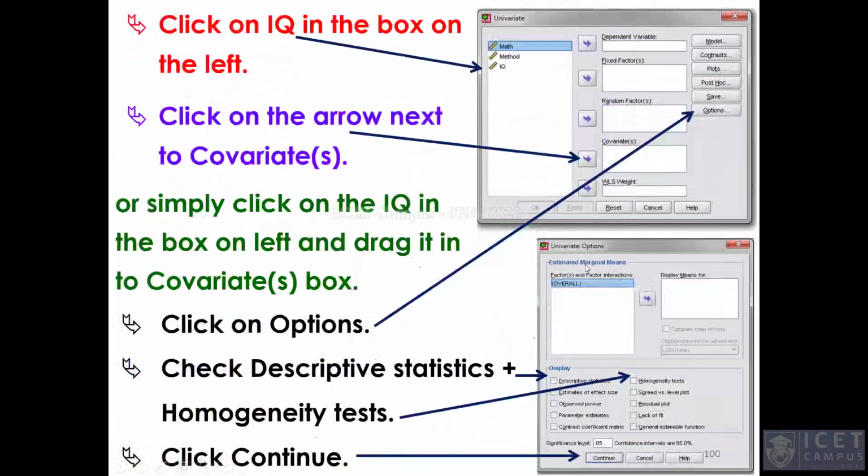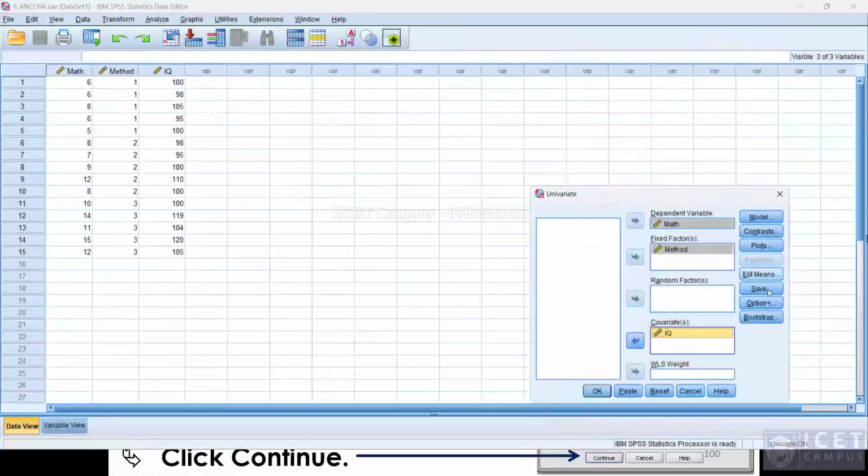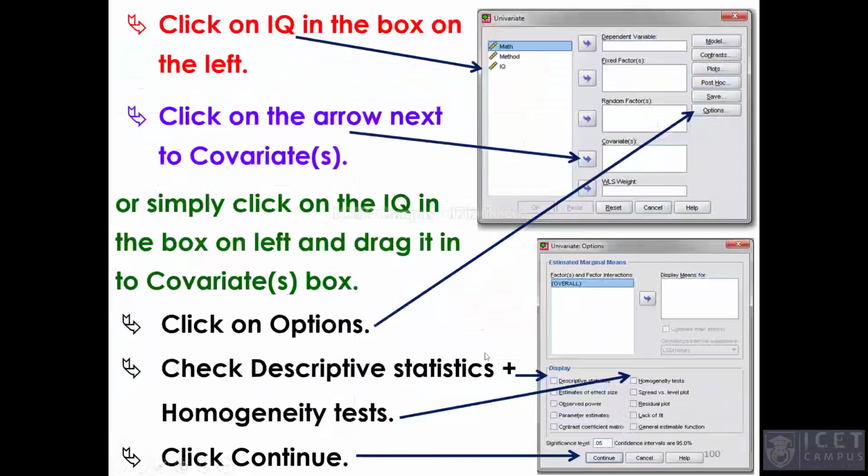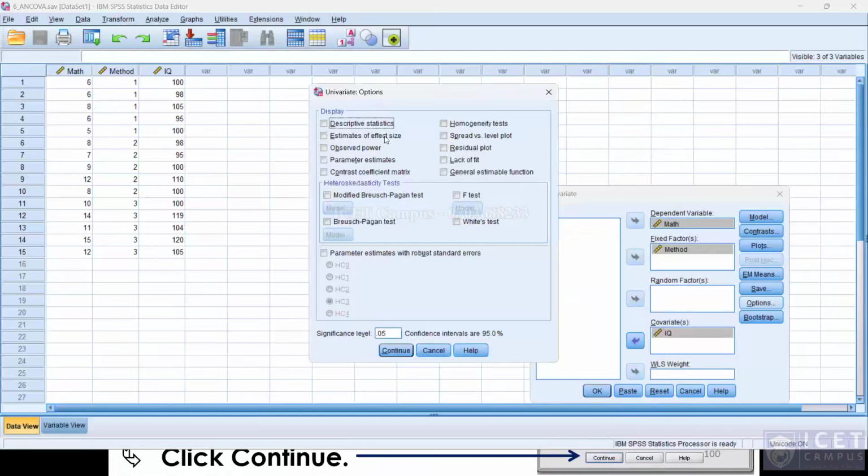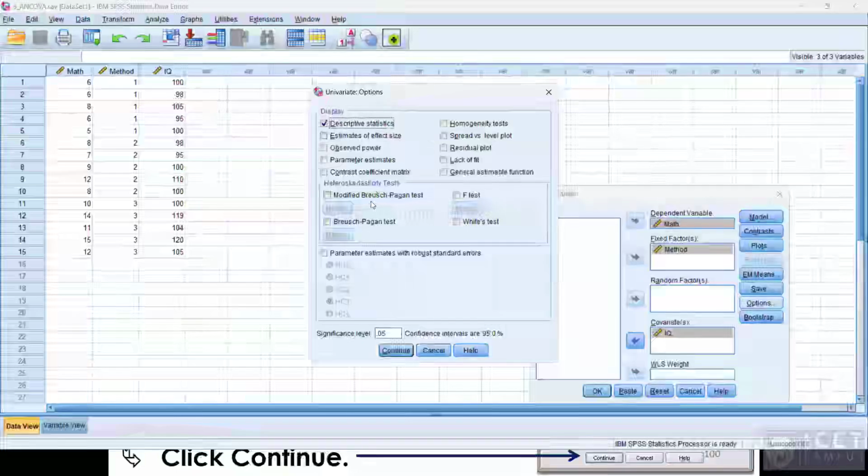Then another thing is there. So we can go to the options. Here options is there. From the options we can check descriptive statistics, homogeneity test, those things. So here we can select descriptive statistics, and we can select homogeneity test. That's it.